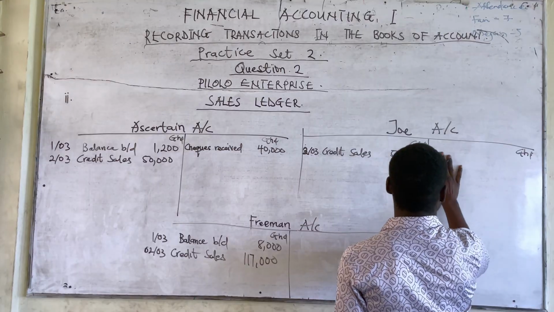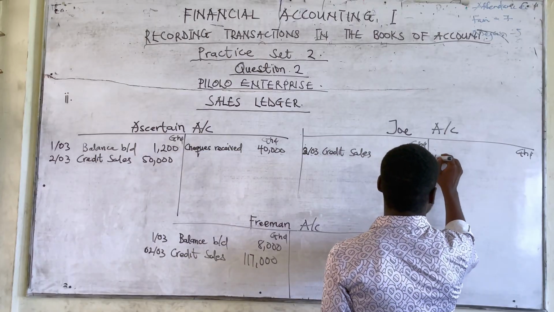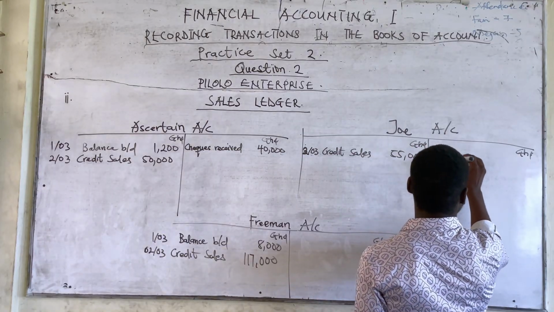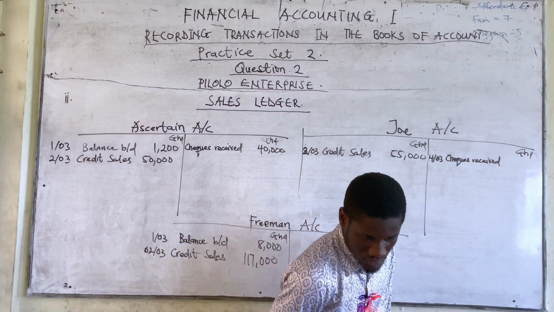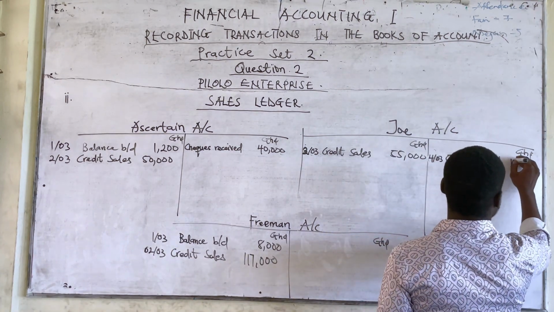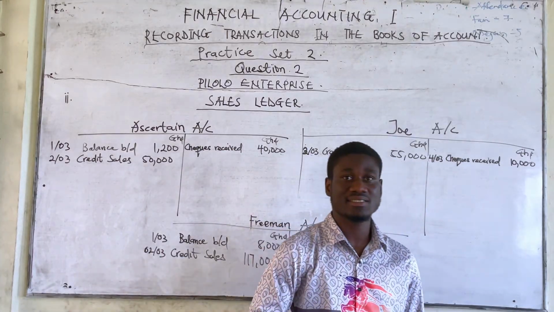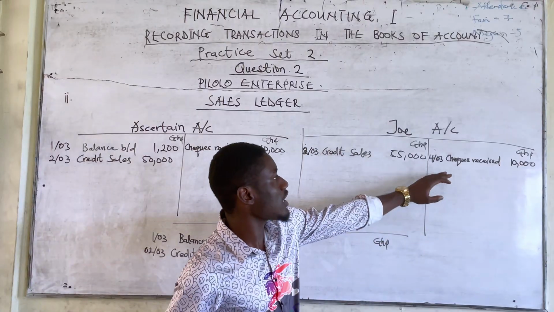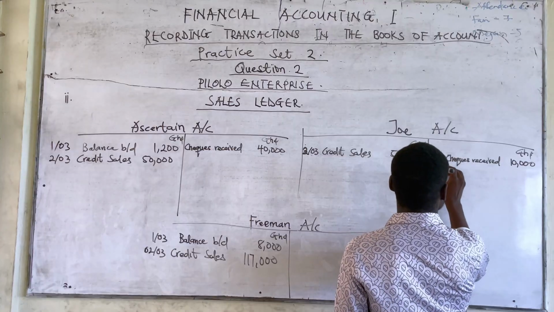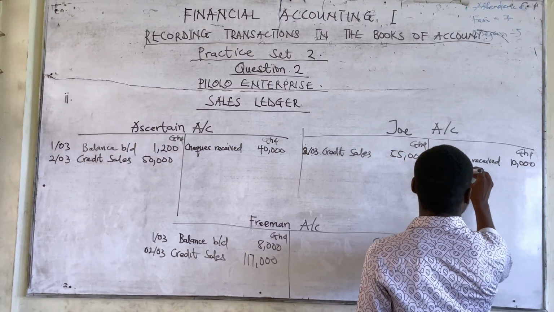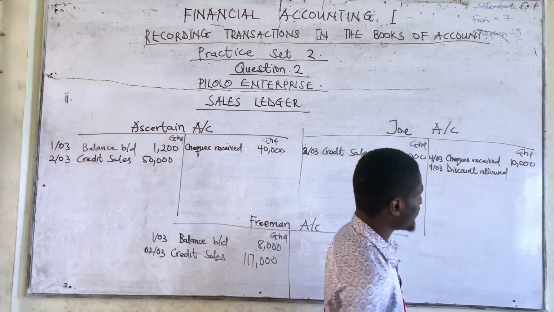Checks received. The date is March 4th. Joe was 10,000. But we could see that Joe had a discount of 500. So our discount allowed will be here. Do you get it? Good. So 4th March, discount allowed is 500.